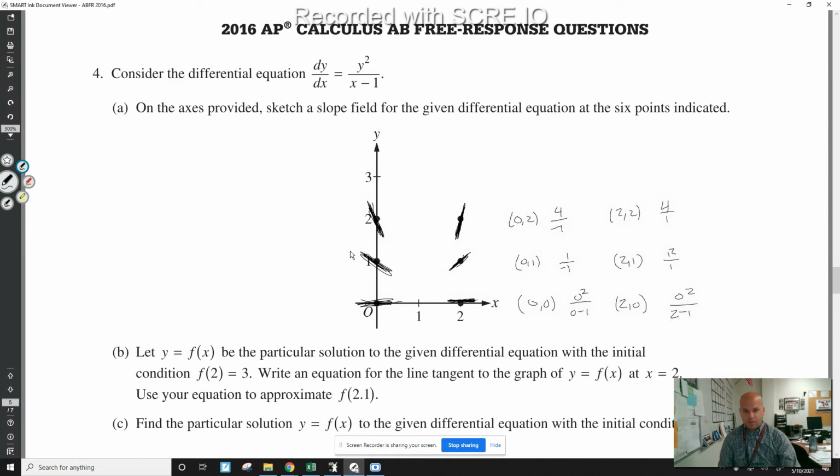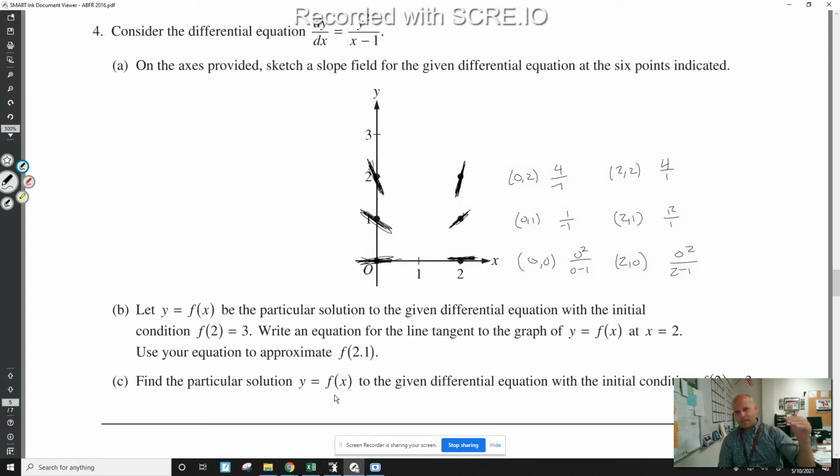Let y equals f of x be the particular solution. Now, they say that, but then they ask you to write the equation for the tangent line. They don't want you to solve it until part C. A lot of people make the mistake of solving the differential equation before it's asked of you. This is just a tangent equation. y minus y1 equals m times x minus x1. They give you the point 2, 3. y minus 3 equals some slope times x minus 2. You need the slope at 2, 3. Let's find dy/dx at 2, 3.